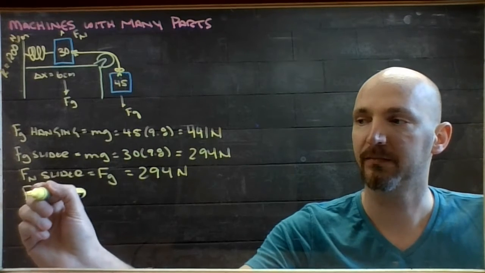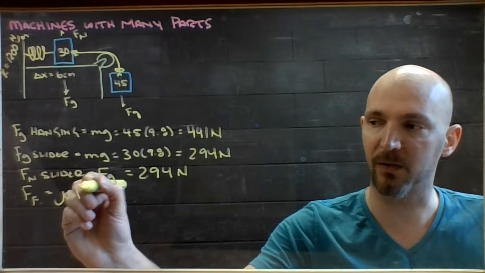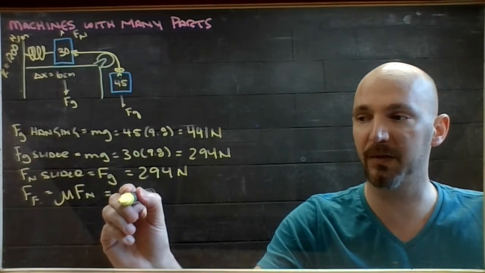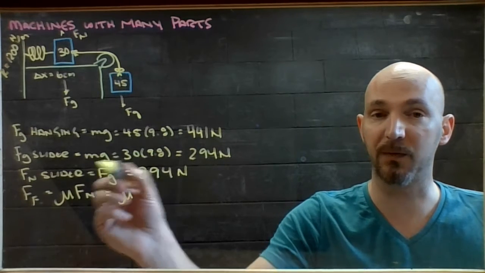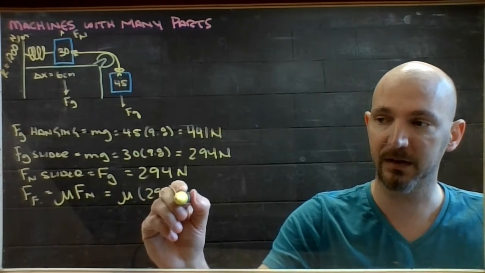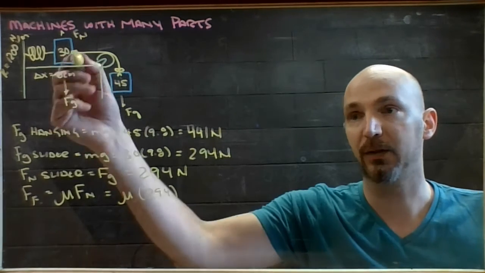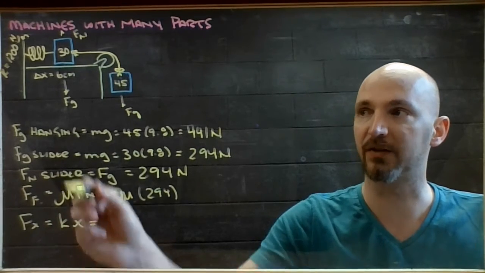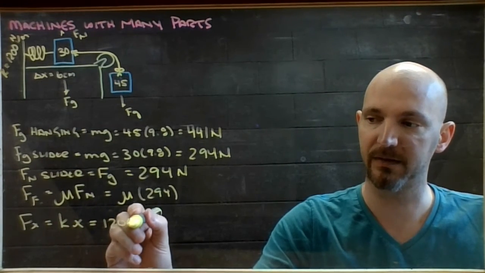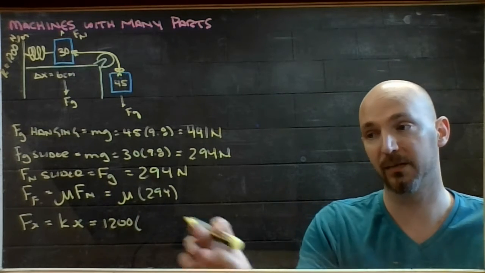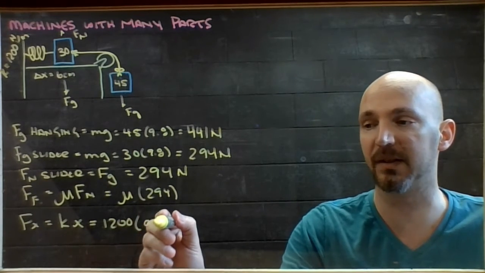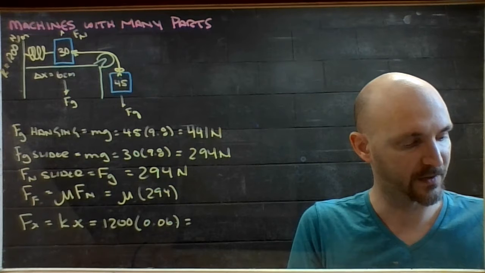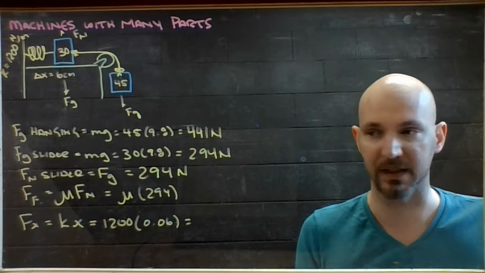Force of friction is mu, force normal. So the only thing experiencing friction is this slider here. So I've got a mu that I don't know, and I have a normal force that I do, 294. And the only force left is the spring force, which is the constant multiplied by the stretch. So my constant here is 1200. And my stretch is 6 centimeters, but I don't put 6 here. 6 centimeters is 0.06 meters. So watch that. 1200 times 0.06 gives me 72.